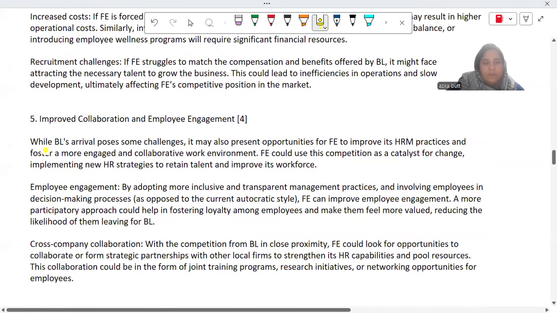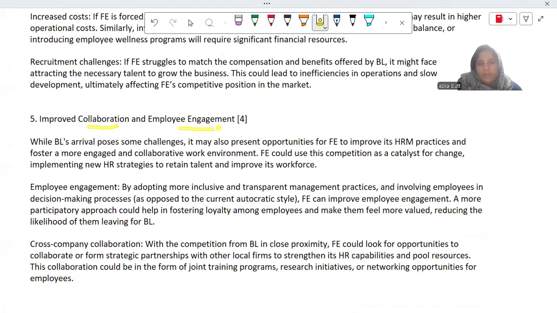Okay, so now we are going to discuss some of the advantages. Improved collaboration and employee engagement. So you need to write one advantage, one disadvantage, one advantage, one disadvantage. It means that two benefits and two disadvantages. While BL's survival possesses some challenges, it may also present opportunities for FE to improve its HRM practices and foster a more engaged and collaborative work environment.